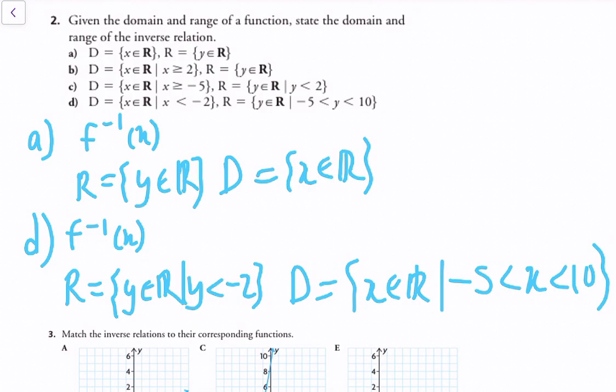Real numbers for both. And then for D, in the original, we have domain is x element of the reals, such that x is less than -2. And for range, we have y element of the reals such that y is greater than -5 and less than 10. So therefore, once we get our inverse, the domain and range are going to switch, right? So our range then becomes y element of the reals such that y is less than -2, and the domain becomes x element of the reals such that x is between -5 and 10.